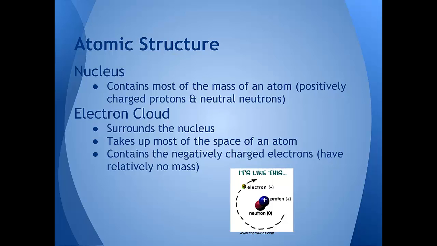Surrounding the nucleus is the electron cloud. And while that does not have as much mass, because electrons are so tiny, they do take up most of the space. The protons and neutrons stay packed in that nucleus, but the electrons move in a large cloud around it. Remember, we had the analogy of the frozen pea on the pitcher's mound, and then the stadium was the range of the electron cloud. The electron cloud, of course, contains the negatively charged electrons, and they have almost no mass.